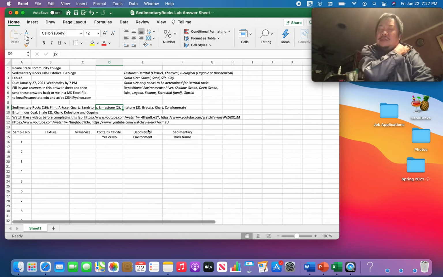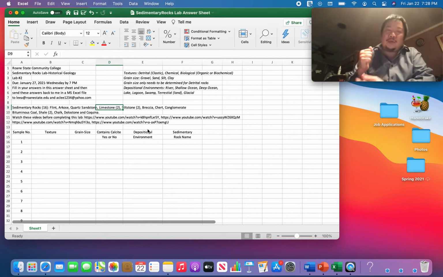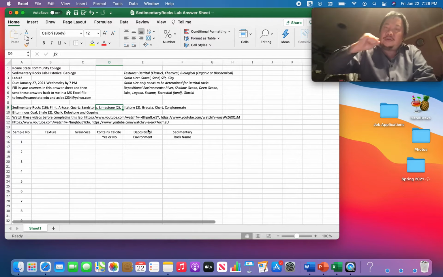So limestones are not made up of real seashells, but they may contain fossil seashells, and they may contain no fossils. Limestone, you cannot write with it, such as another sedimentary rock we're going to look at that also has calcite called chalk, which you can write on the blackboard with.